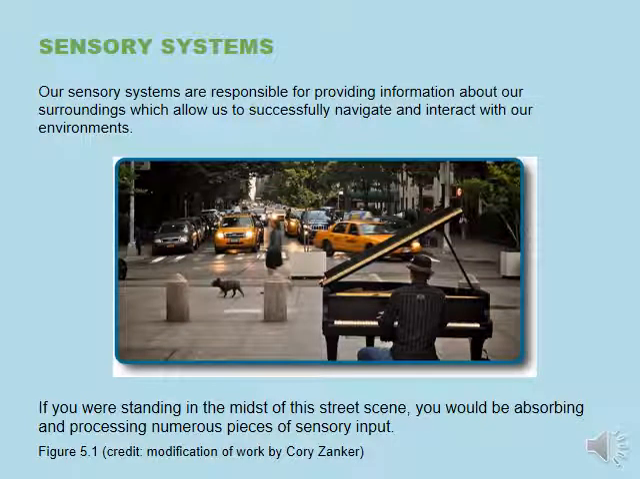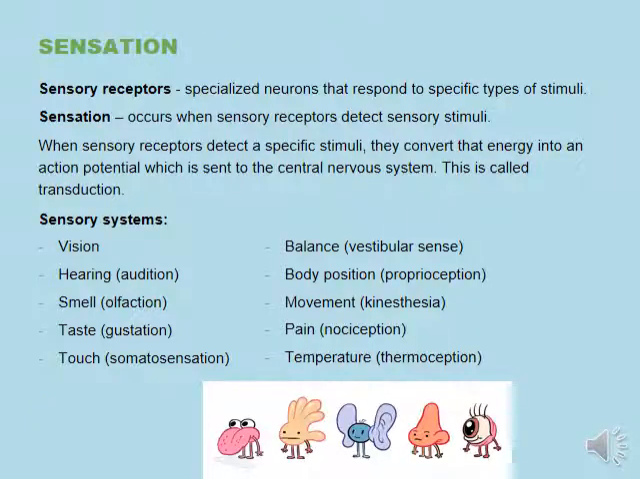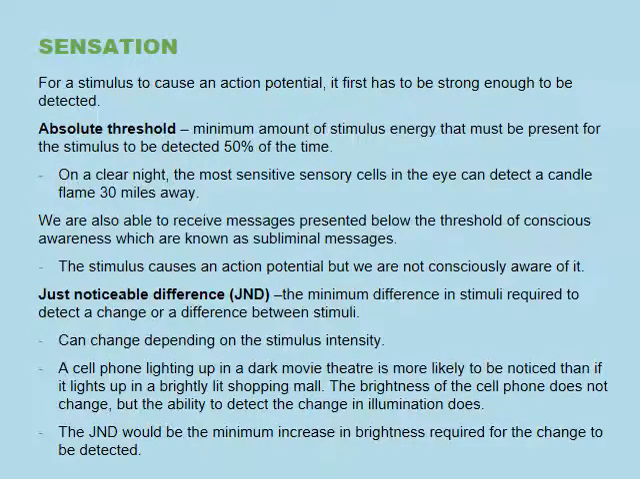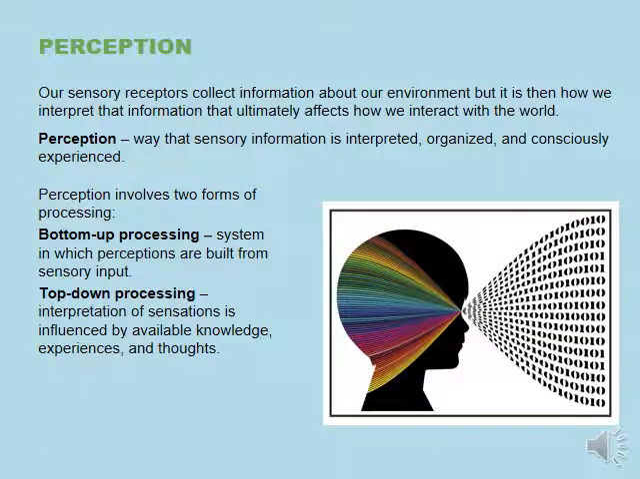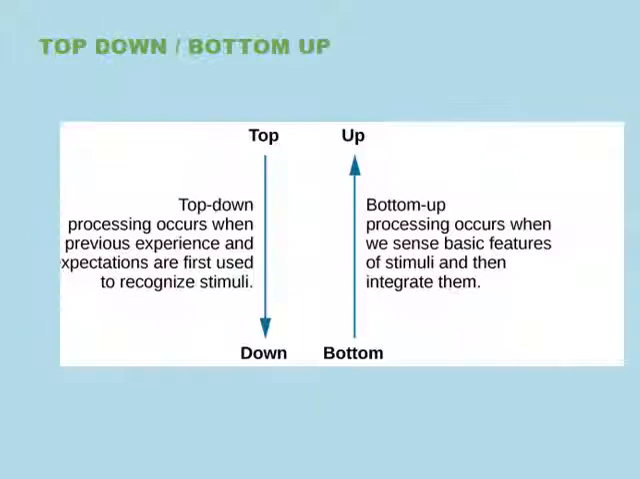So now, sensory systems. Our sensory systems are responsible for providing information about our surroundings. Here you have sensation. When you think about receptors, these are specialized neurons that respond to specific types of stimuli. Looking at perception again, one of the things we're looking at is a sensory receptor of what is initially considered perception.